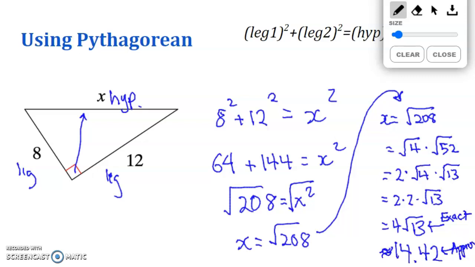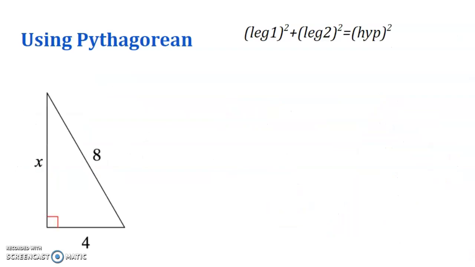And 14.42, this is where you look at, if I say x is 14.42, does that make sense? Well, it has to be longer than 8 and 12, right? But what is the maximum it can be? It cannot be any more than 20, right? So it's less than 20, but it's bigger than 12. So this sounds like it's about right. Okay? Let's do the next one.